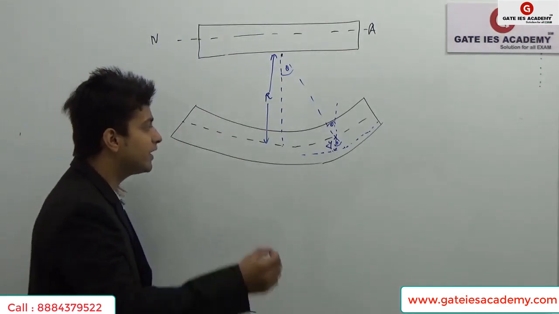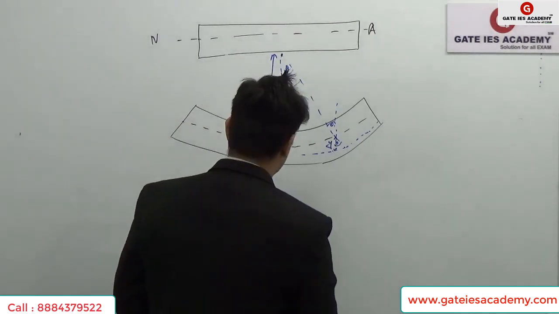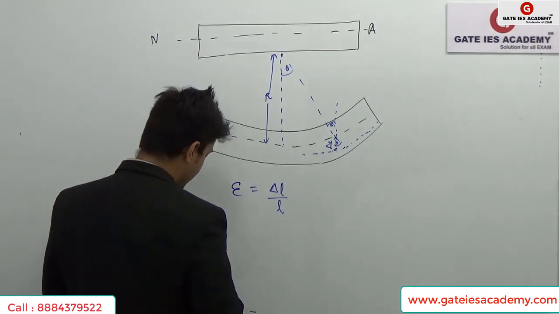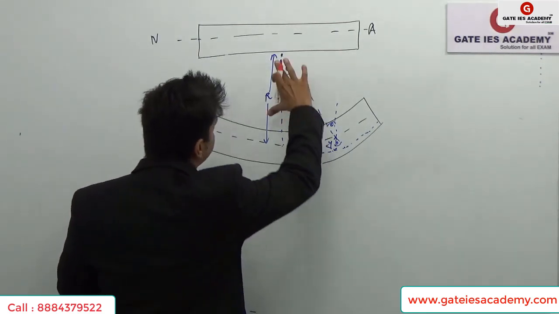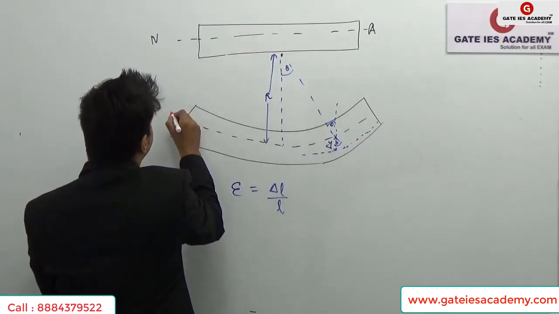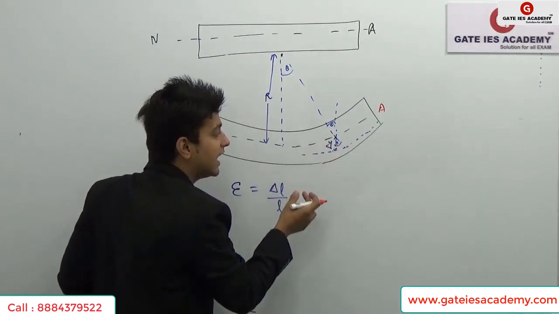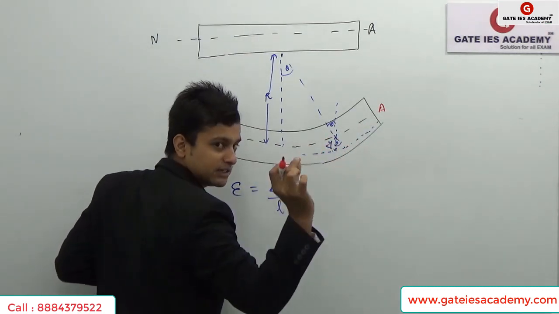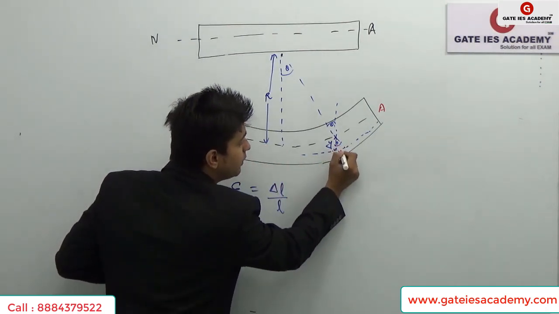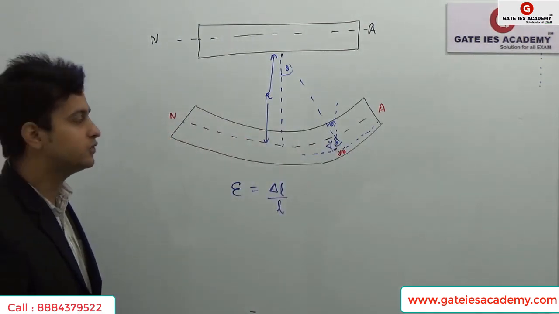Now, if I want to calculate the strain, it is nothing but the change in length, delta L, upon the initial length. Here is the R, and if I go y distance below this neutral axis, I have this change. This is the change in length delta L, which comes out to be y into theta. It's perpendicular, this is the base, so we can take it as y into theta.